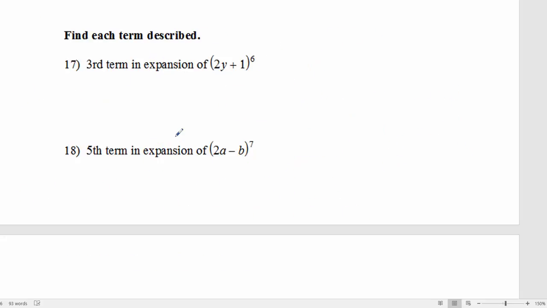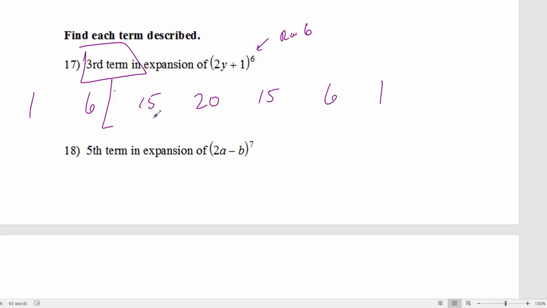Okay, this particular section is actually easier. So let's get started here. So this is row 6. So let's get started with the coefficients. 1, 6, 15, 20, 15, 6, 1. Because it talks about the third term, I only care about what happens in here. 1, 2, 3. That's the third term.